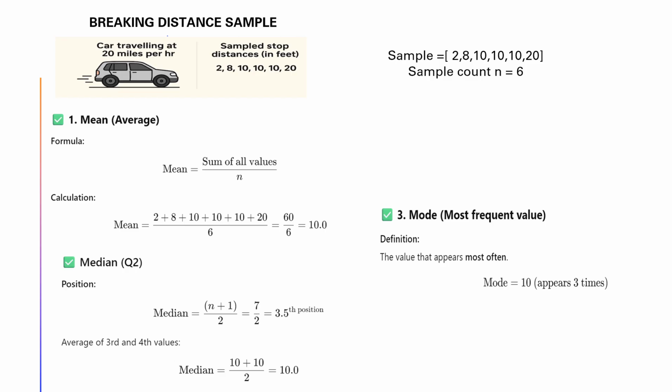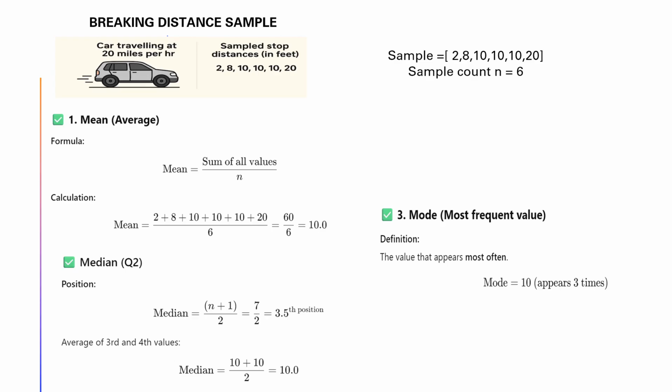Let's say a car traveling at 20 miles per hour upon braking is sampled to find out the stopping distance in feet. And we have here the samples 2, 8, 10, 10, 10, and 20. So totally 6 values, so the sample count n is equal to 6.